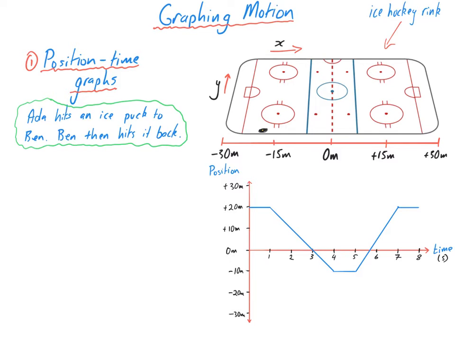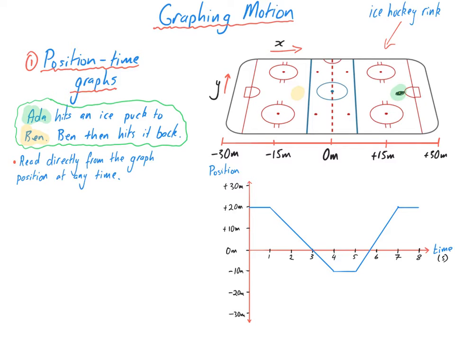So the first question I'd like to ask here is, well, where are the positions of Ada and Ben? Well, Ada hits the ice puck first, so the puck starts at a position of plus 20 metres, and then we see the position of the puck changing. So this must be where Ada hits the puck, so Ada must be located at plus 20 metres, so in this X position here. Then Ben, if we look at our graph, the puck stops at 4 seconds. This must be where Ben is positioned at minus 10 metres. So very importantly here, from a position time graph, we can read directly from the graph the position of the puck at any time.